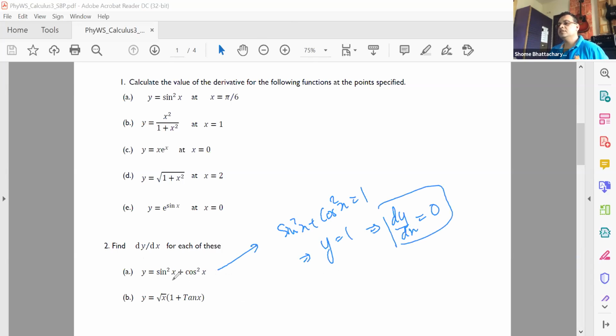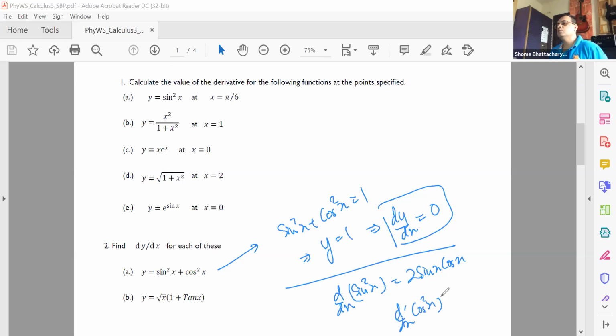However, you can also check by chain rule that differentiation of sine square x will come out to be 2 sine x cos x. And if you differentiate by chain rule cos square x, it will come out to be minus 2 sine x cos x. So that will also show you that differentiation of sine square x plus cos square x will give you 0. But that is a very lengthy way, or you can say that is a way of proving that if you wanted to use calculus to prove that sine square x plus cos square x is a constant, first you differentiate this and show that it's 0.